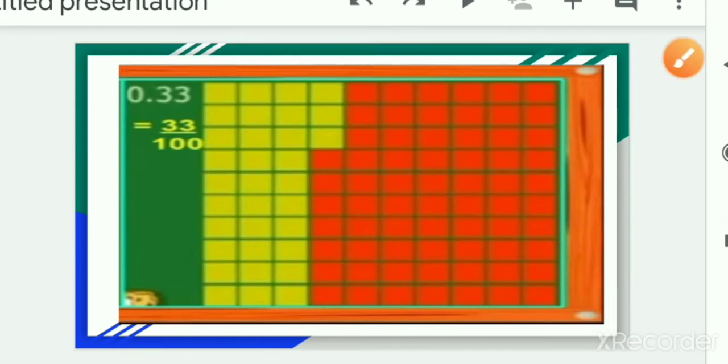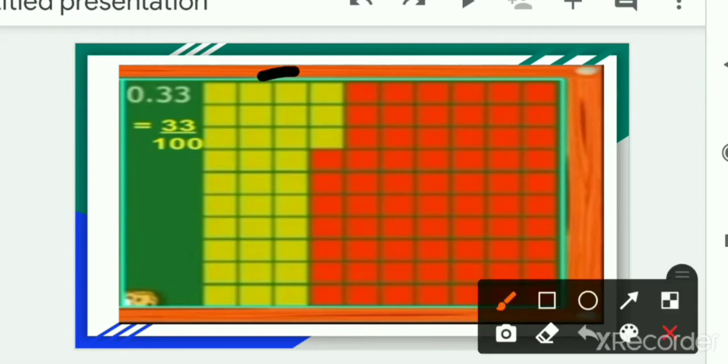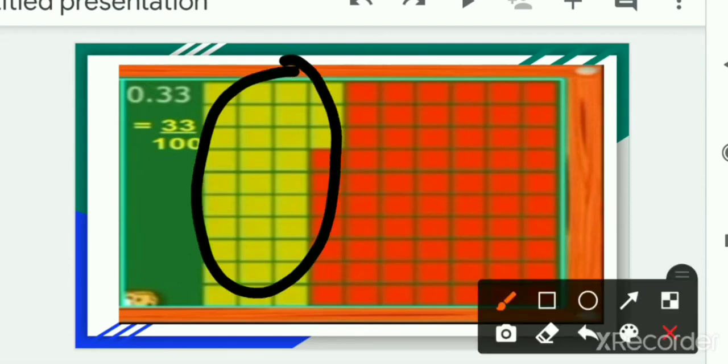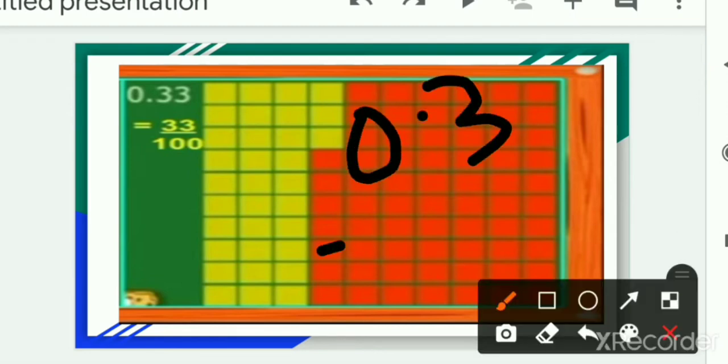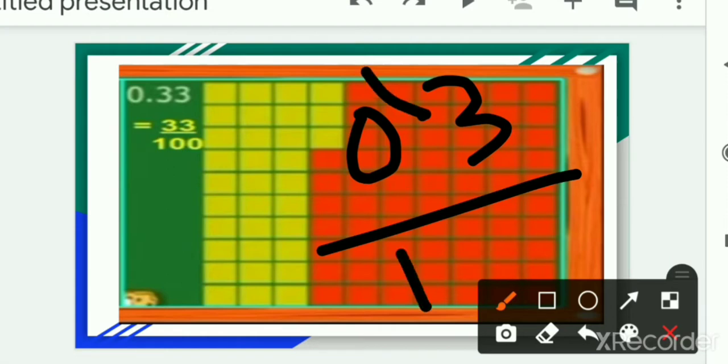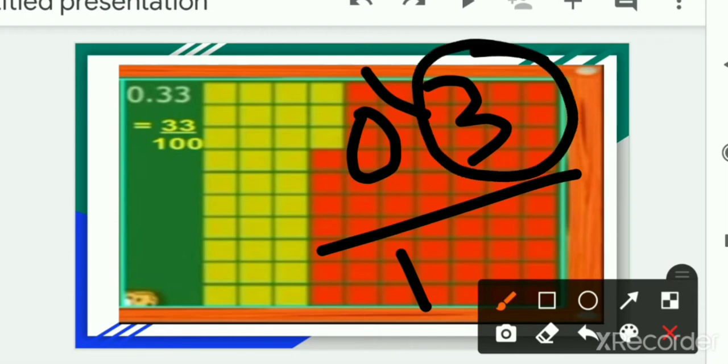Out of 100, 33 are colored. So we can see that these yellows are the numerator 33, out of total 100, right? Yes. So you should know how to remove the decimal point if we have 0.3. How will we change it into a fraction? We remove the decimal point and put 1 here, and the zeros depend on the digits after the decimal point. We have only one digit, so we put only one 0, right? So we have 3 upon 10, but for 0.33 we have 33 upon 100.